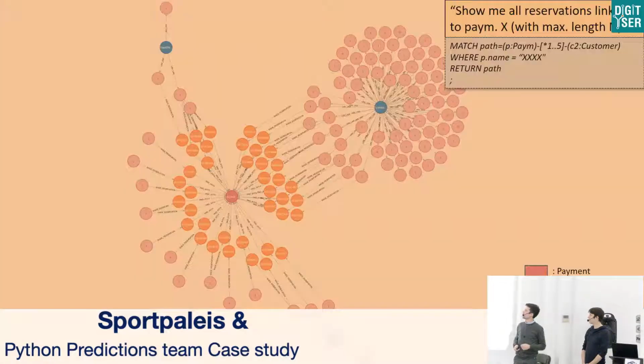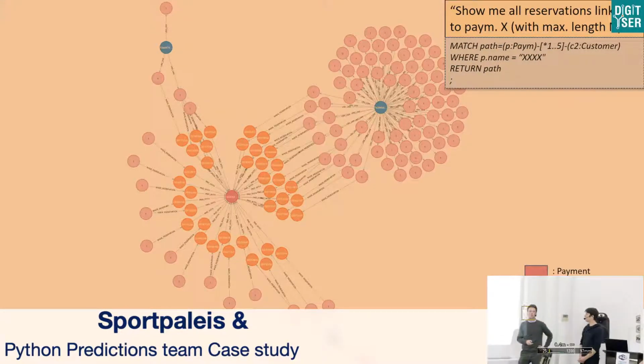So let's maybe dive into some results. We added some visualizations to show you what we detected and what was nice to see, and also to show to other people at Sportpaleis the link of fraudulent customers with other fraudulent customers, and with non-fraudulent customers.